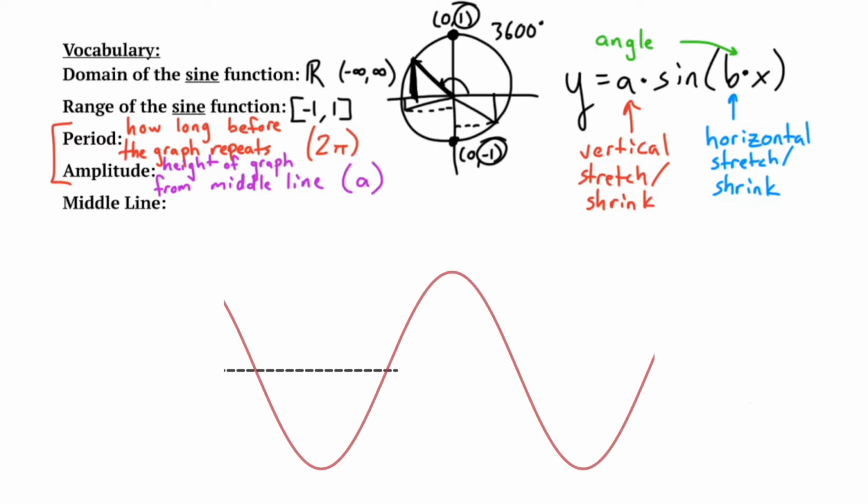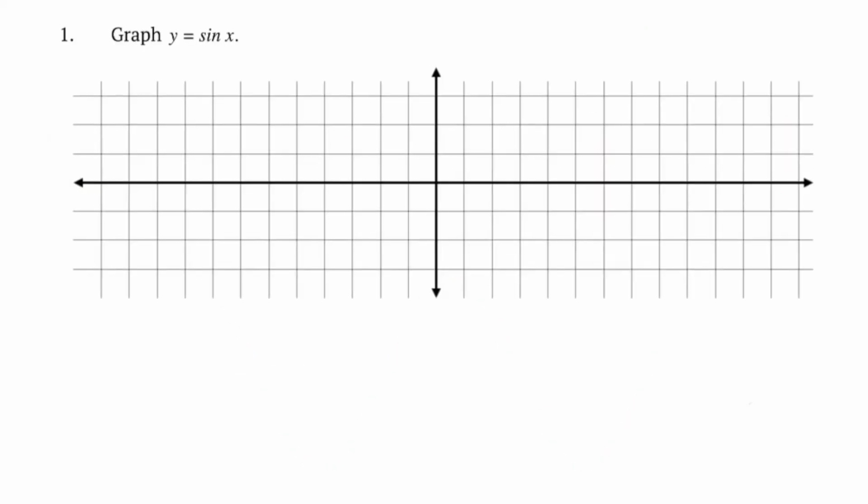It's just the middle of the graph where it's cycling around up and down. So generally it starts out as y equals 0, and then later when we start shifting these graphs up and down, it will change. So let's graph our first parent function, y equals sine of x. And we will be dealing with these mostly in radians.